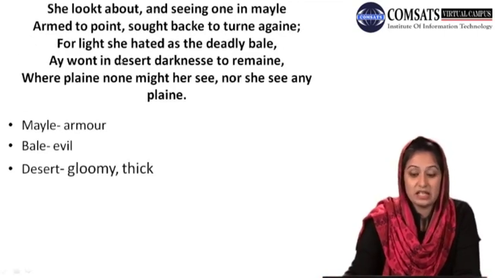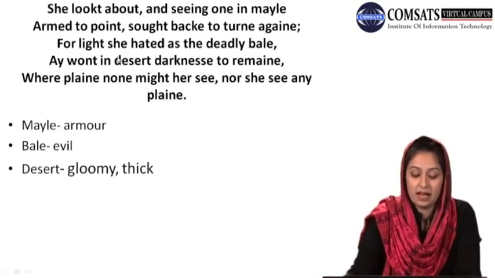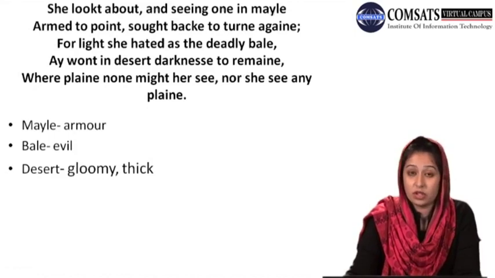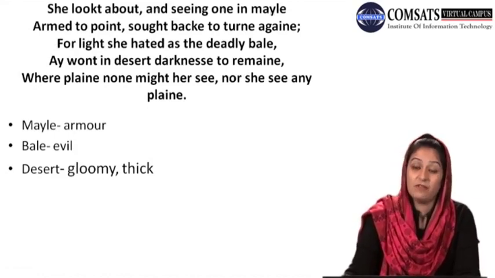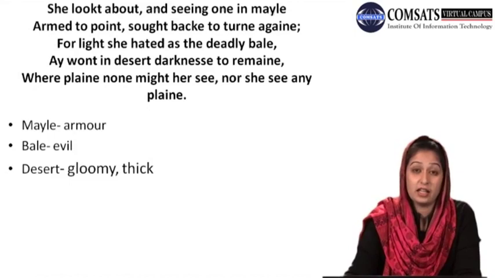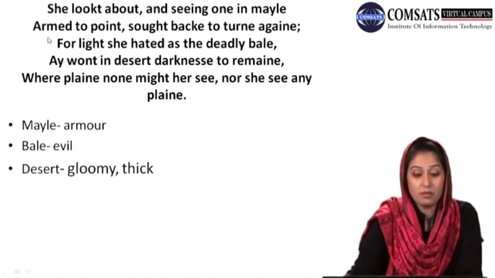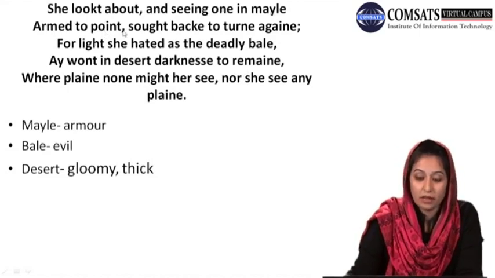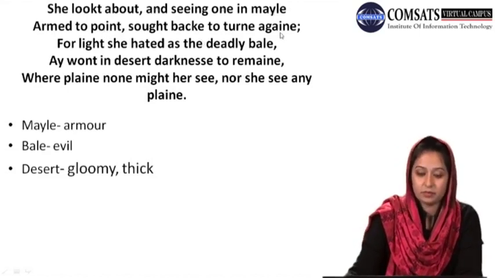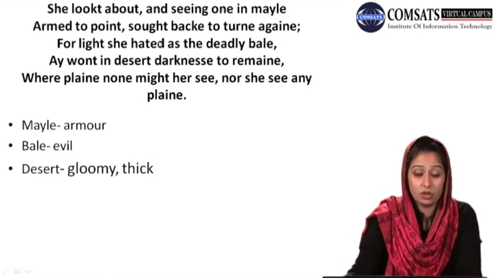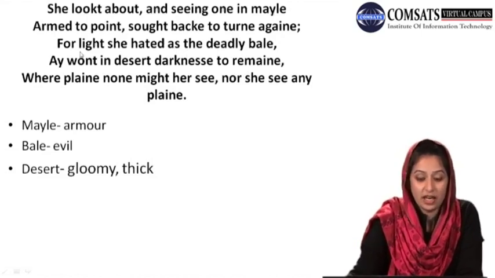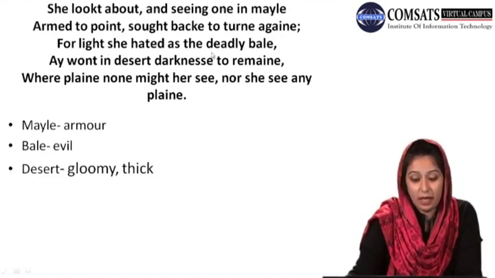She looked about and seeing one in mile. Mile is the armor. When she looked around and when she looked at the knight, that he has got the weapon, he has got the armor in his hand, armed to point. Sought back to turn again. So she returned back to turn again, for light she hated as the deadly bale.